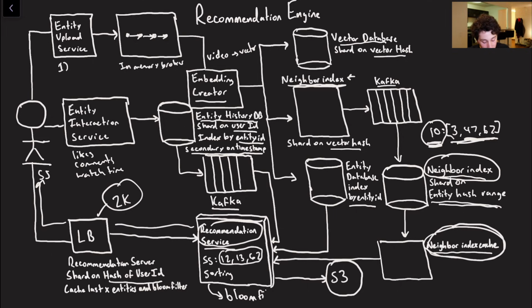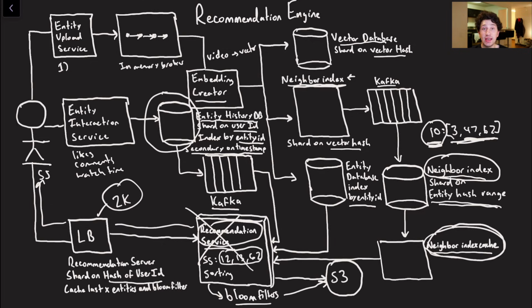Another thing to remember is that the recommendation service is also holding our Bloom filters, and we don't want to lose those Bloom filters. We need them because they help us avoid extra calls to our entity history database. As long as we have this Bloom filter, it's a pretty nice optimization, but it's very easy for this server to go down and lose the Bloom filter.